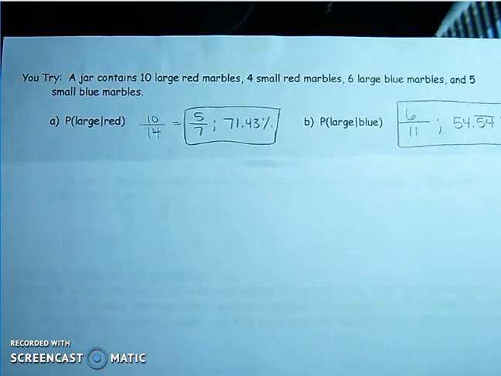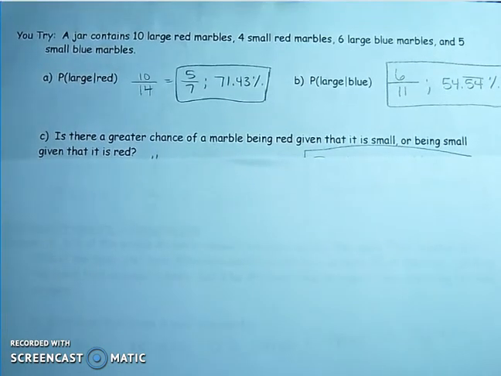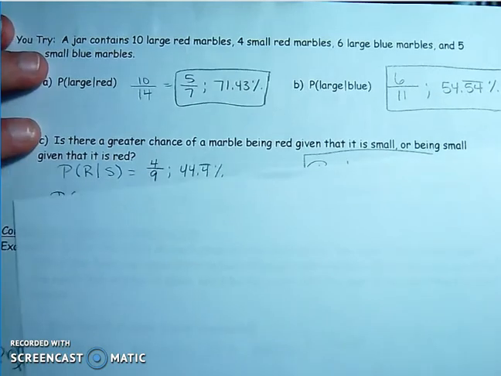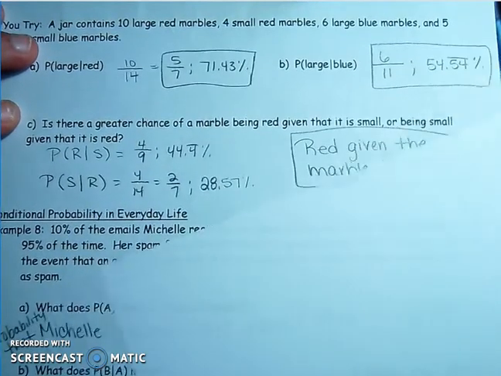The last question asks, do you have a better chance of getting a red marble given that it's small, or getting a small marble given that it's red? So the first looks like this. These are our 2 conditions.